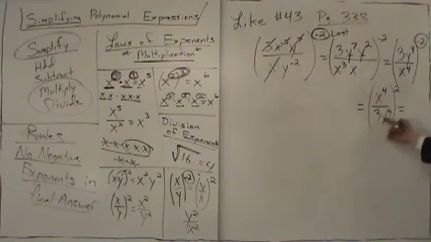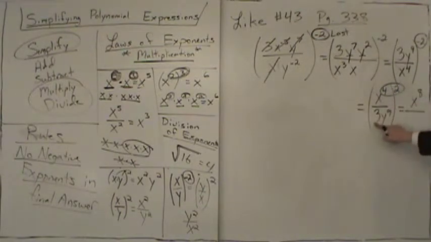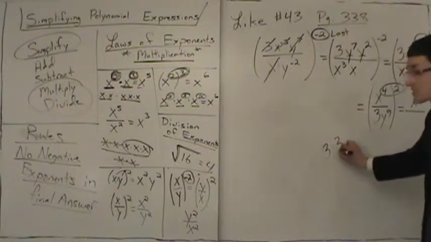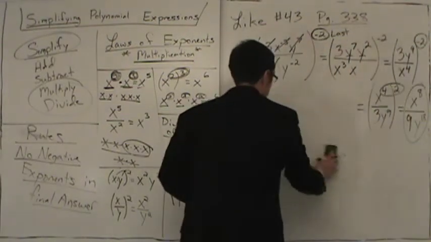Now square everything inside. Are we squaring the x to the 4th? Yes. Squaring the 3? Yes. Squaring the y to the 9th? Yes. Notice if we square x to the 4th, we have what? Power of a power, so we multiply. x to the 4th squared, we multiply 4 times 2, get x to the 8th over, square the 3. Squaring 3 does not mean 6. This means 3 times 3, which is 9. And now square the y to the 9th. Remember, we are multiplying exponents. 2 times 9 gives y to the 18th power. So we get a final answer of x to the 8th over 9y to the 18th.